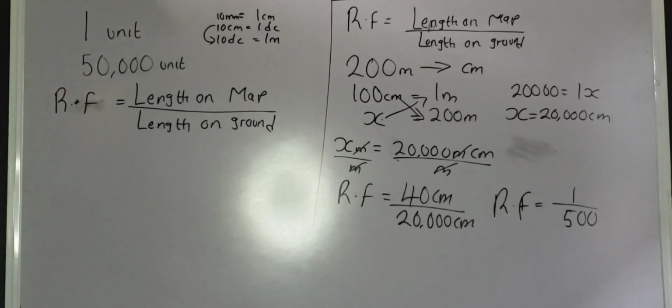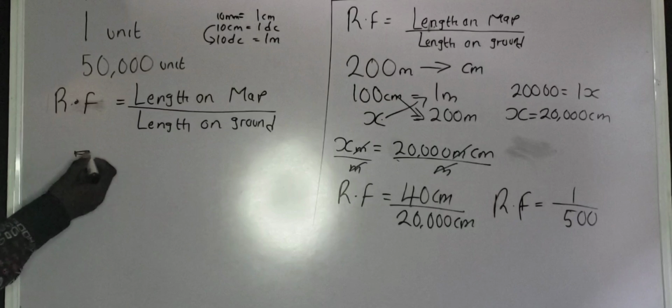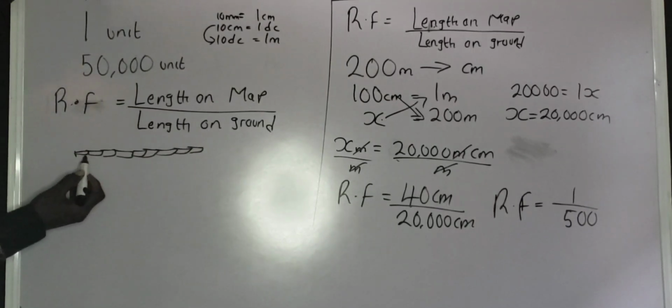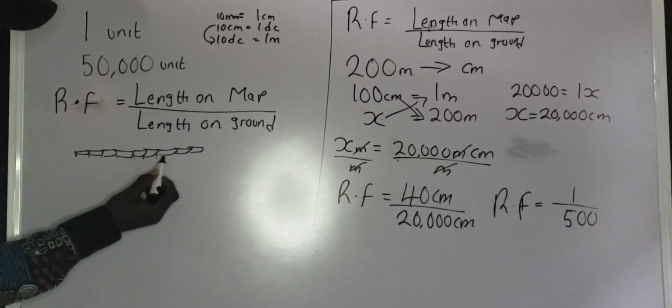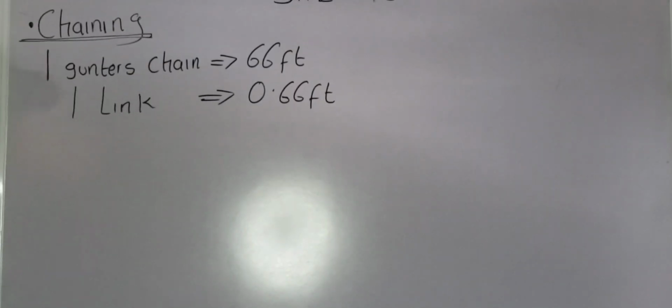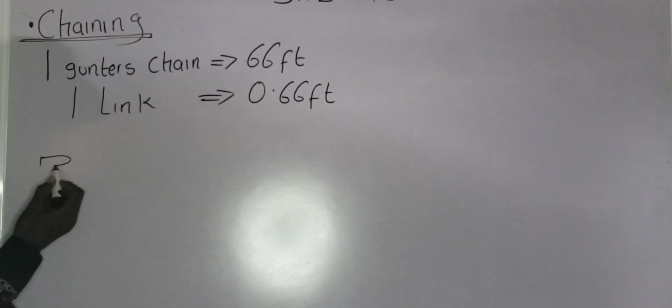You know, we have chain. This is the typical representation of a chain. A chain has various links. Look, this is a chain, and these places are links. Have you seen it? So in Gunter's chain, we have 100 links. The length of one Gunter's chain in feet is 66 feet, and one link will be 66 divided by 100. That is 0.66 feet. So that is how they got 0.66 as the length of one link. Okay, let me ask you this question. If we have a chain like this, we have chain.